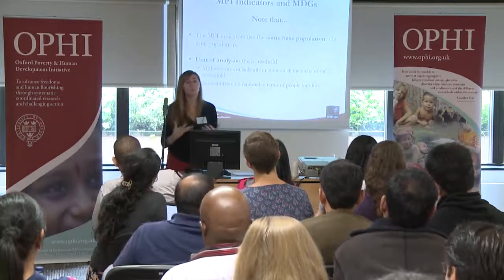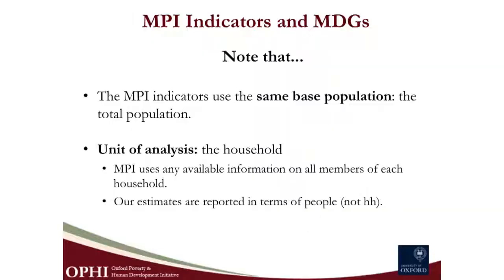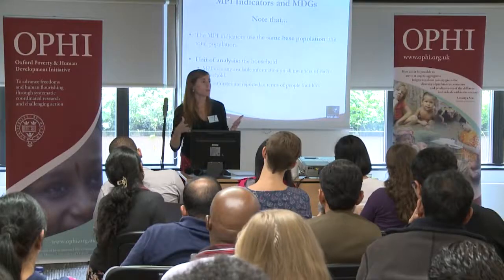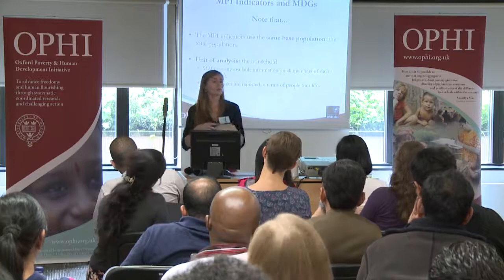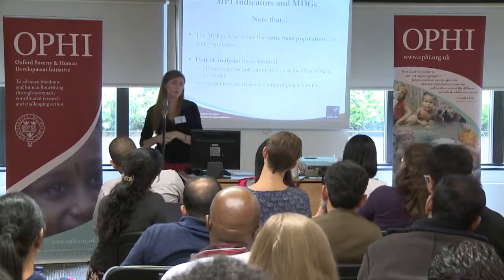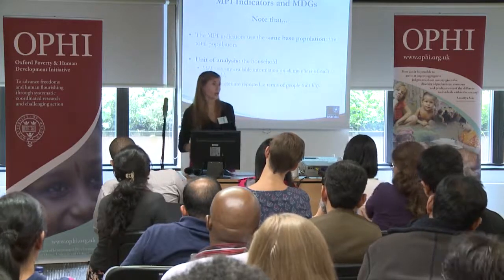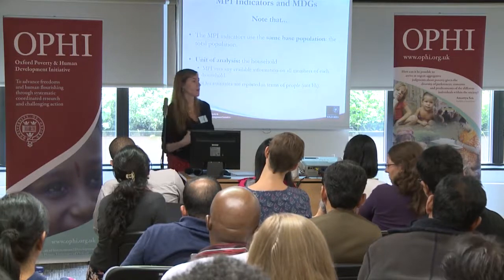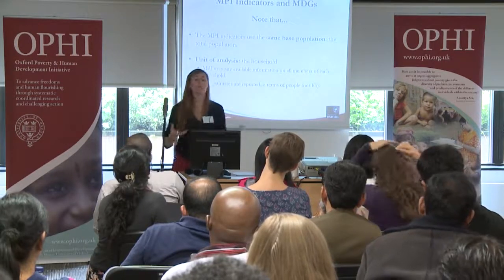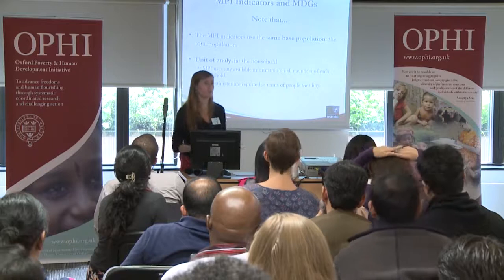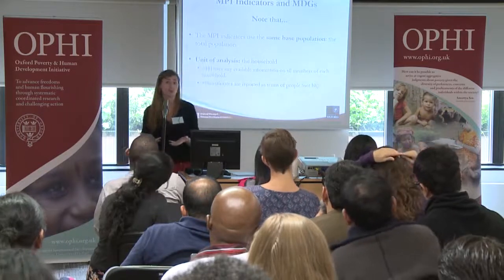Now, a few things that are also important to consider about the global MPI. The first one is that in all these cases, we are using the same base population. In many of the MDGs, if you go to the UNDP website and check the status of any country in the different MDGs, what you can see is the proportion of people under the $1.25 a day poverty line, the proportion of people that don't have access to proper sanitation, or the proportion of people that don't have access to safe drinking water.